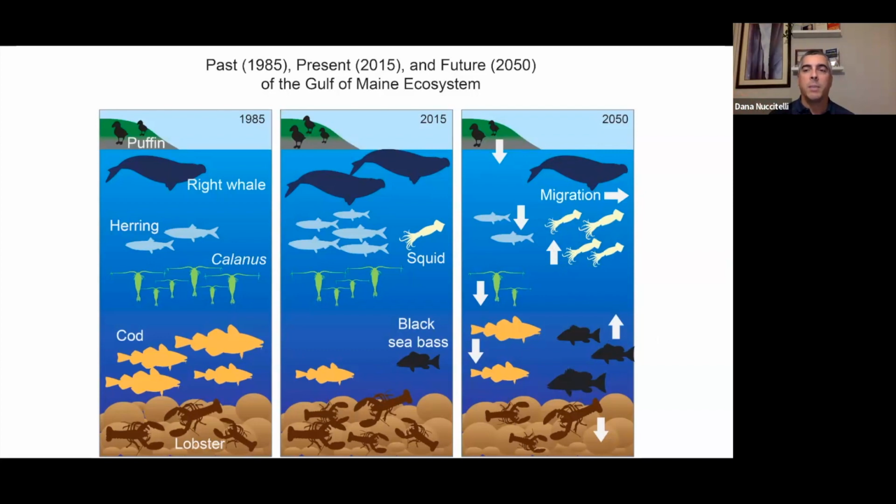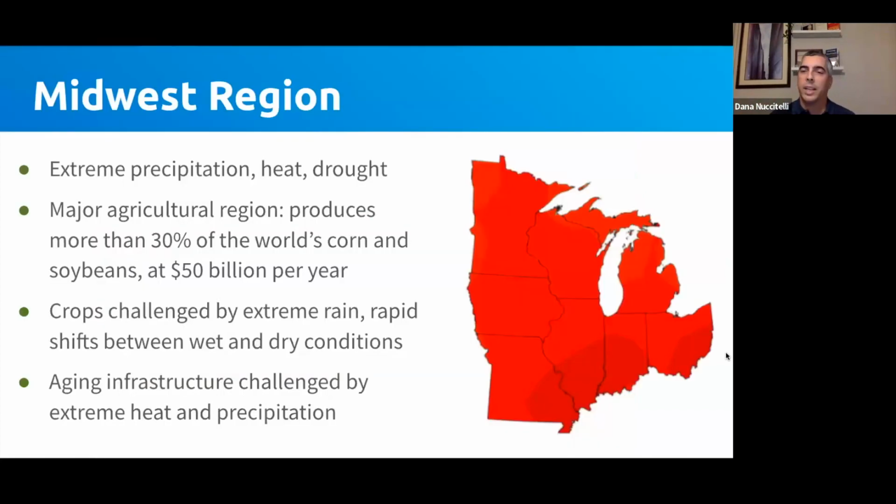So it's going to be a bit of a challenge for the fishing industry to adapt to, but they'll kind of have to recognize these shifting populations and adapt their fishing practices accordingly. All right, so moving over to the Midwest, here the main concerns are extreme precipitation and heat and drought.